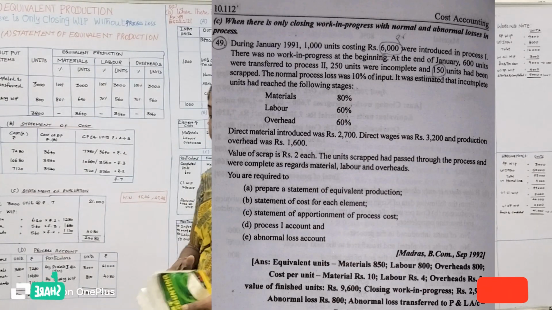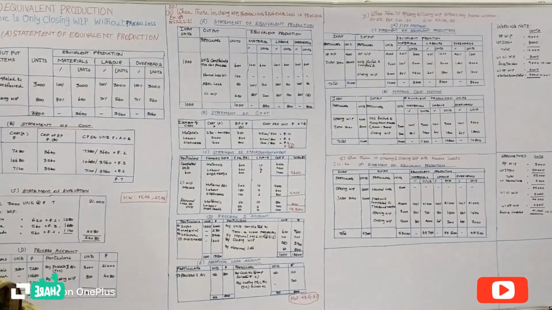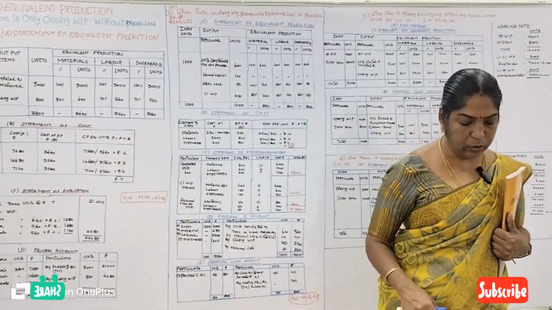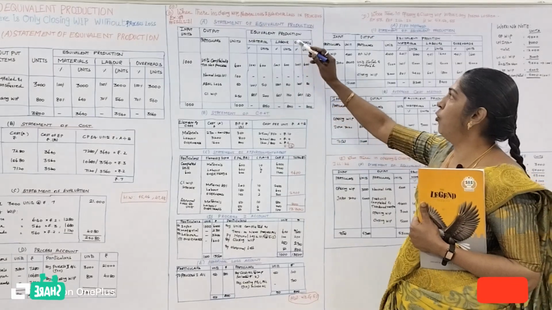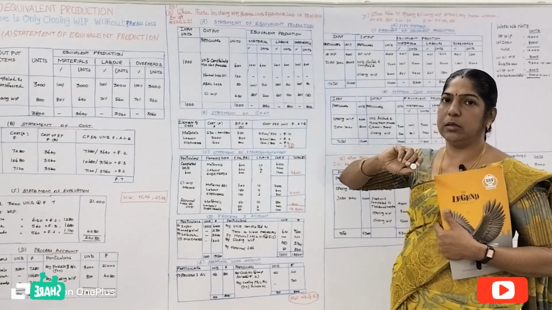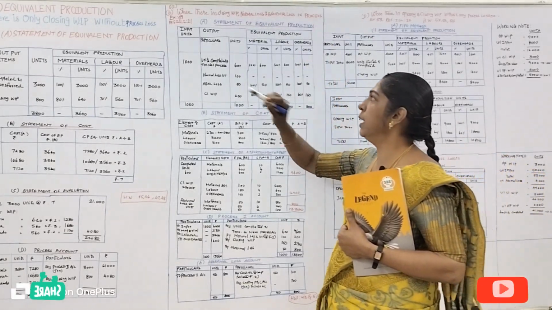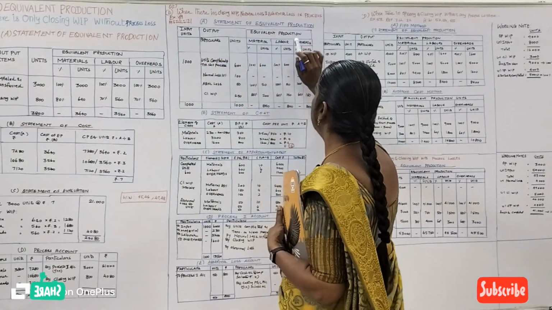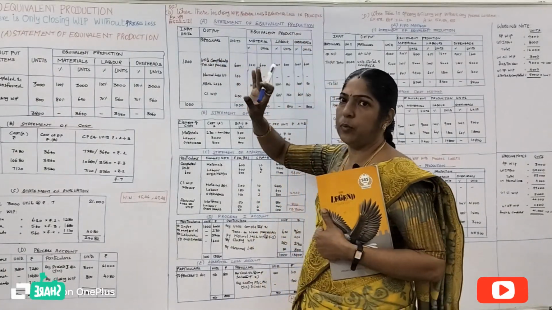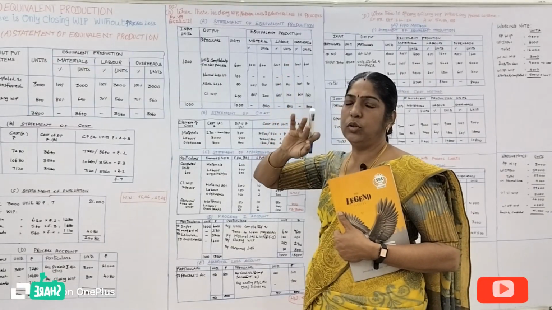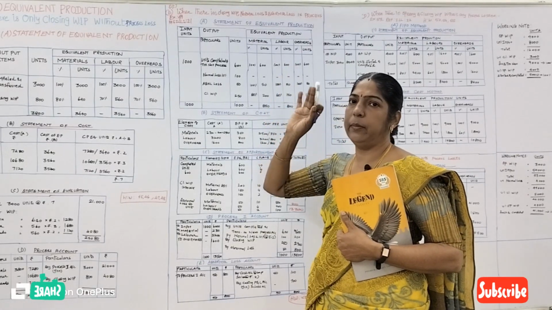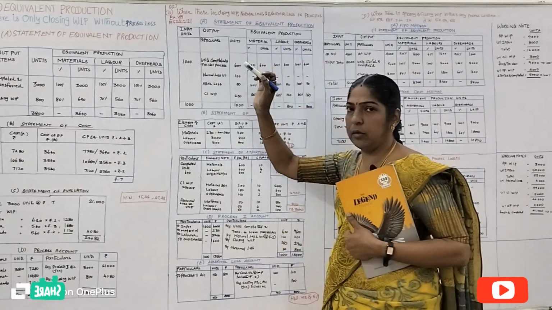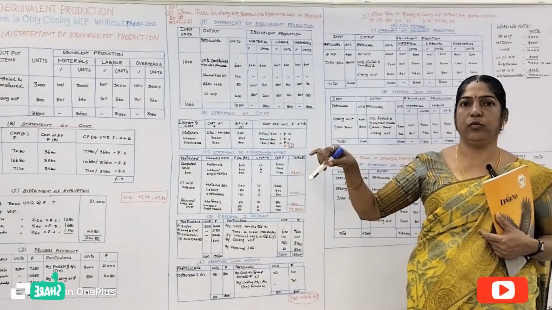Okay, let's prepare the 5 steps one by one. What is the first step? We are going to prepare the statement of equivalent production. How many columns are you going to create? There are 3 columns, that is input unit, output, and equivalent production column. In the equivalent production column, we divide into 3 columns, for the 3 elements, that is material, labor, and overheads, with percentage and units accordingly.